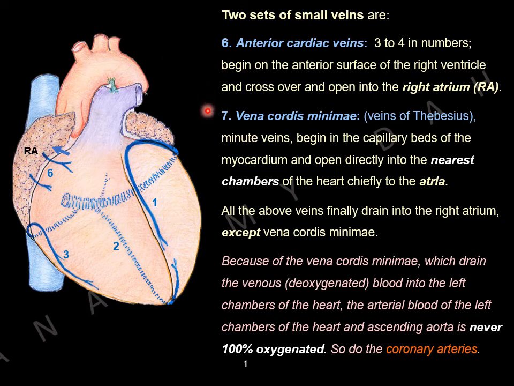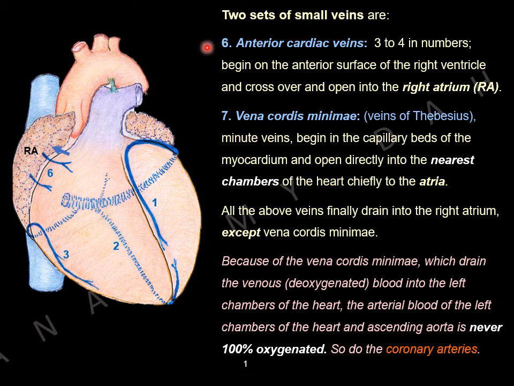The 7th set of veins is vena cordis minimi, also known as veins of Thebesius. They are very small and begin in the capillary beds of the myocardium and open directly into the nearest chambers of the heart, chiefly to the atria.